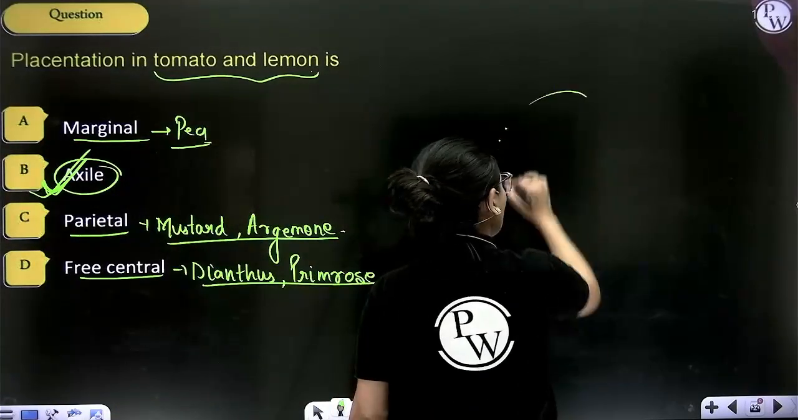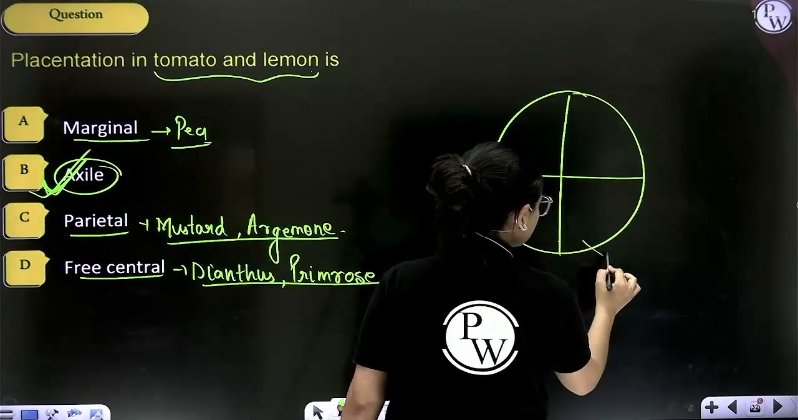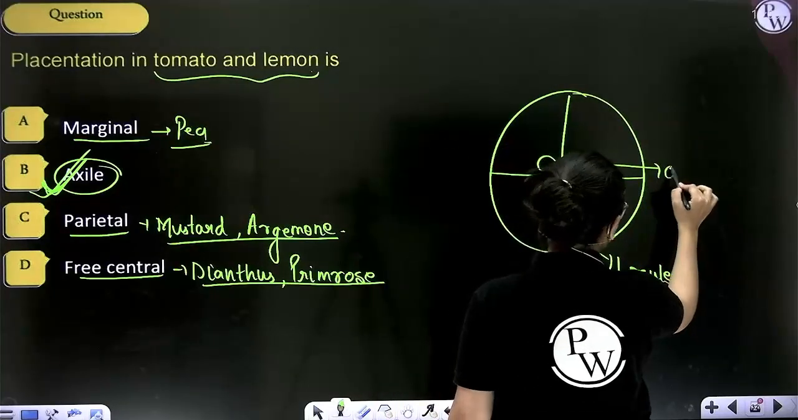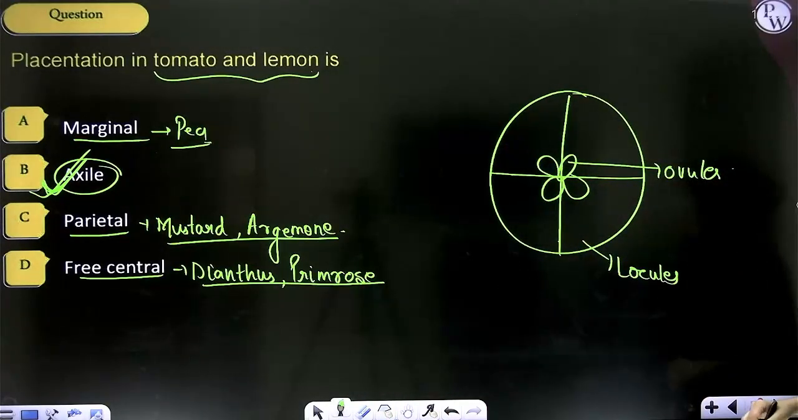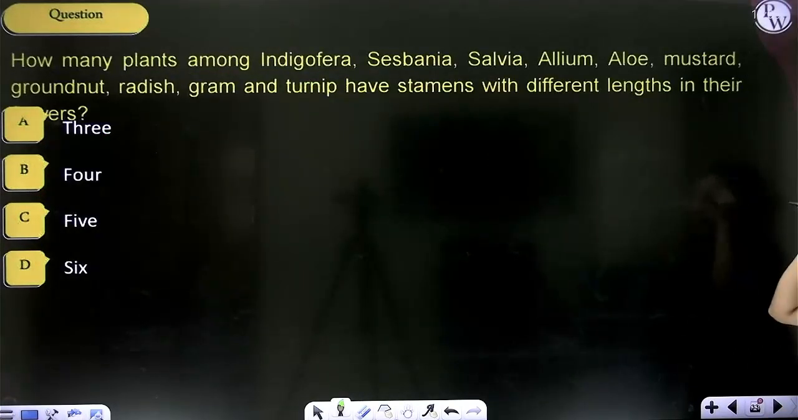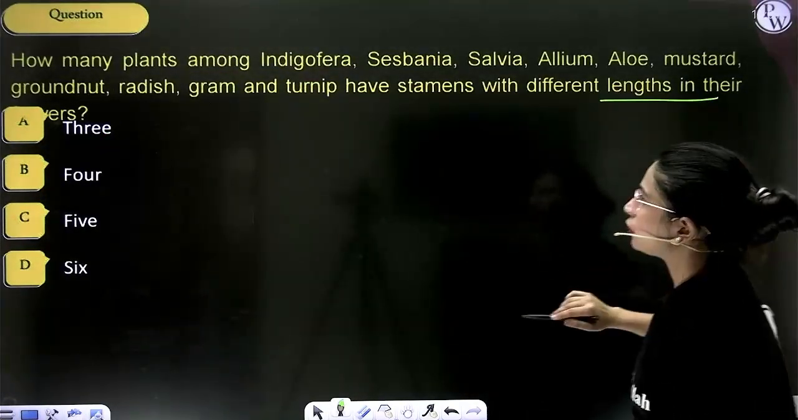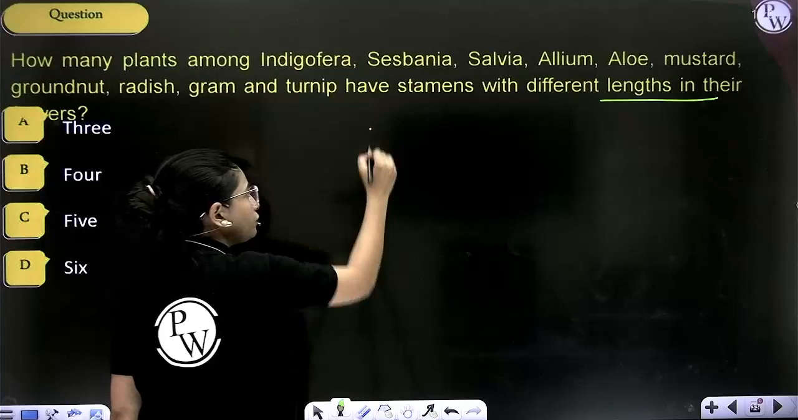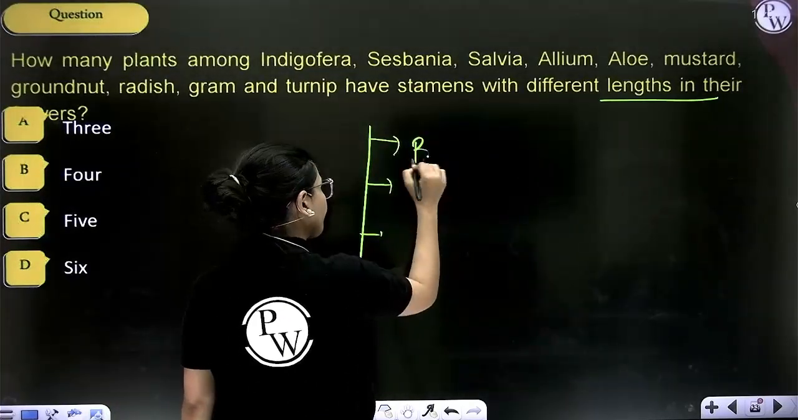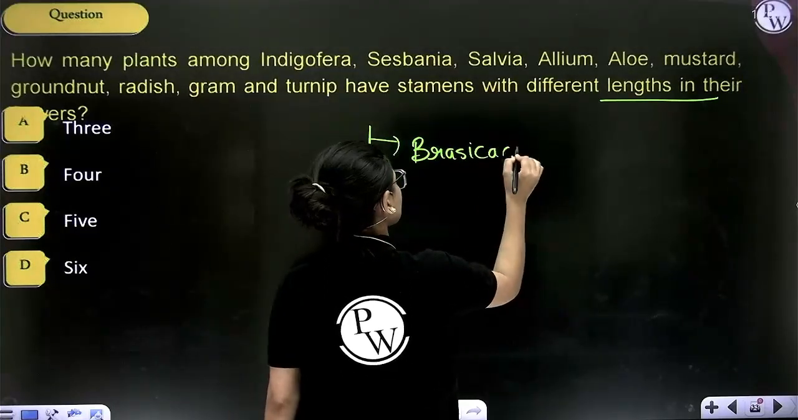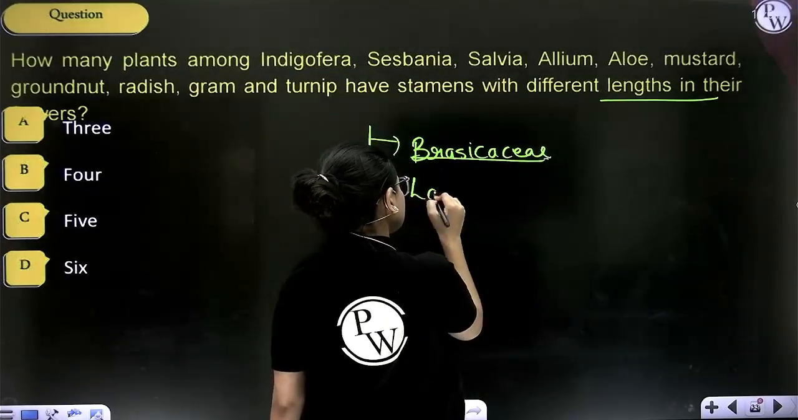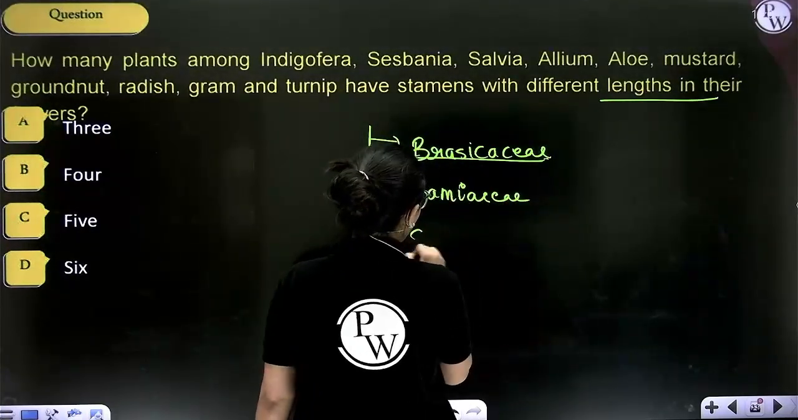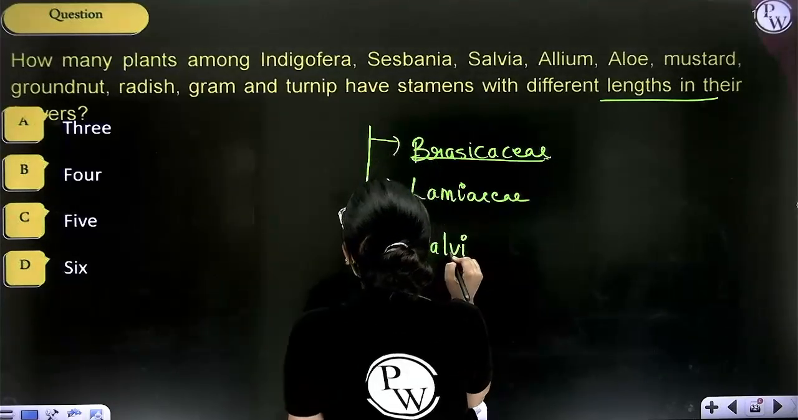Axile means when the ovary is divided into so many chambers called locules and ovules are borne in the center. Right? Next question. How many among them show different length of their stamens? So this is basically called different length in stamen. Just remember there are three families whose names you have to remember: Brassicaceae, Lamiaceae, and one more example you can learn which is given in NCERT, that is Salvia.